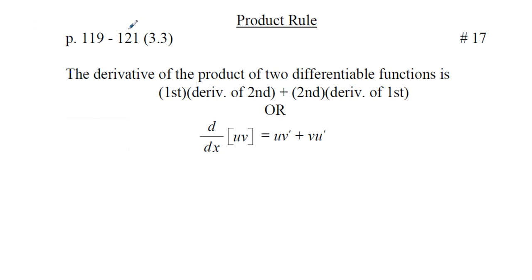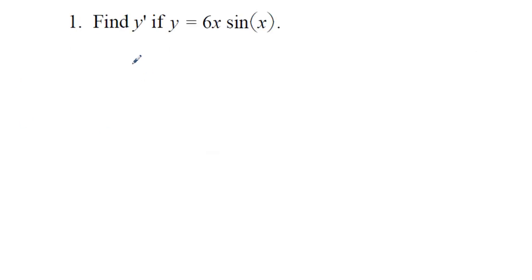Product rule. The product rule is one of our basic rules of differentiation. The derivative of the product of two differentiable functions is the first function times the derivative of the second function plus the second function times the derivative of the first function, or d/dx of uv is uv prime plus vu prime. And now we're going to get to the problems that will apply this rule.